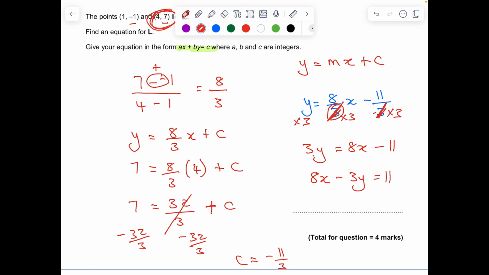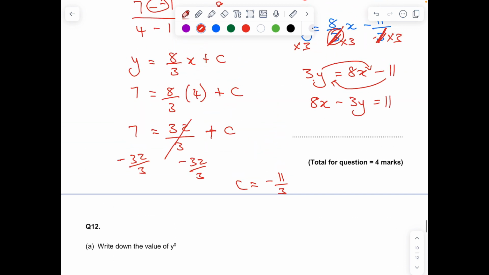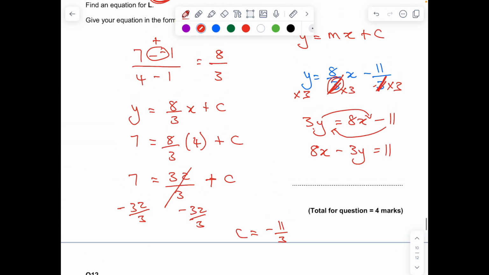So I'm just swapping it round so that the 3y goes to that side and the 11 goes to that side of the equal sign. Okay? And again, if you want further practice or you just need me to re-go over it, then let me know. Okay, so I'll just leave that there so you can have a look again.